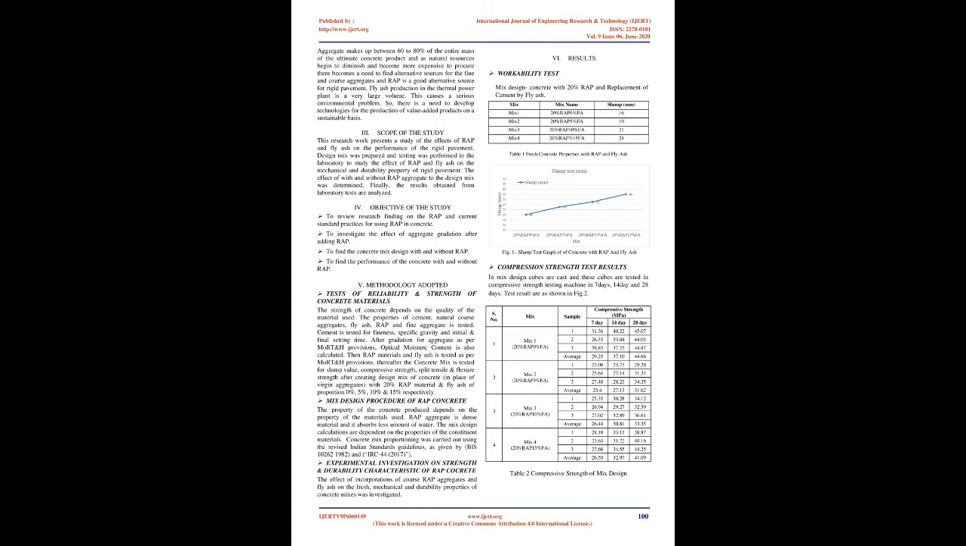Since most reclaimed asphalt is reused or recycled, asphalt pavement has the very best recycling rate by percentage among recycled materials. Aggregate makes up between 60 to 80% of the entire mass of the ultimate concrete product, and as natural resources begin to diminish and become more expensive to procure, there becomes a need to find alternative sources for the fine and coarse aggregates, and RAP is a good alternative source for rigid pavement.